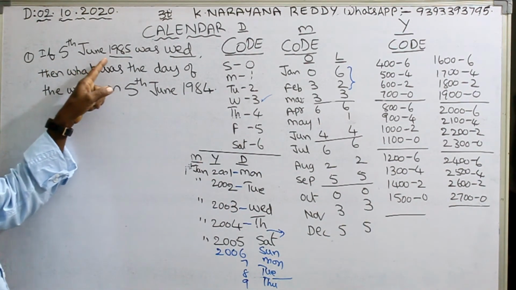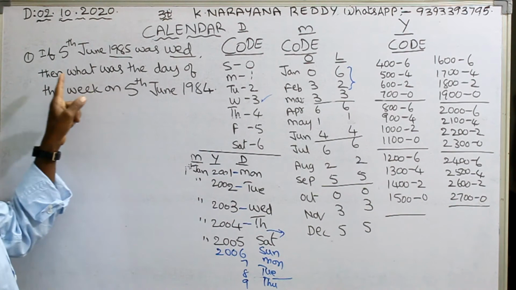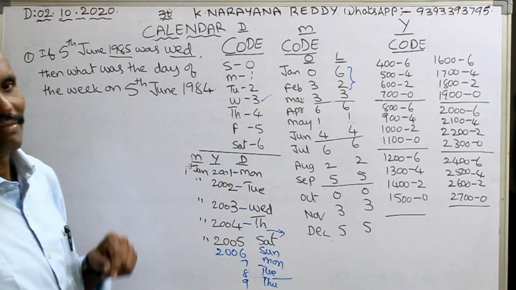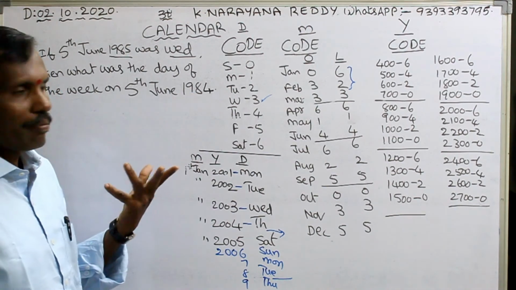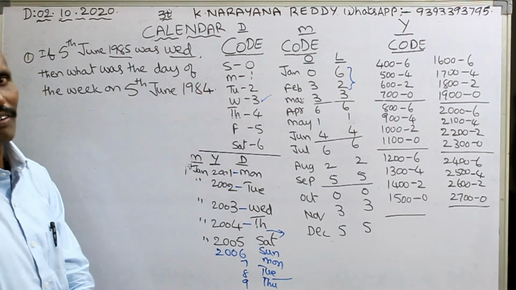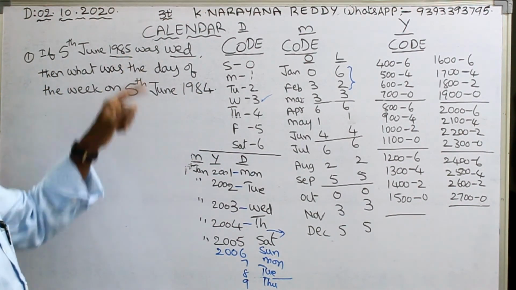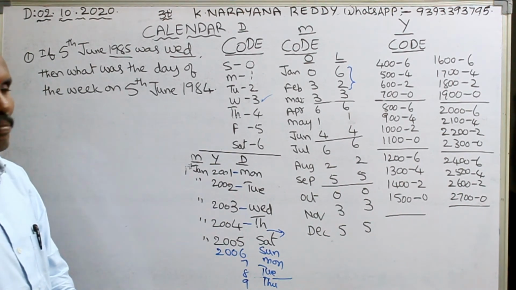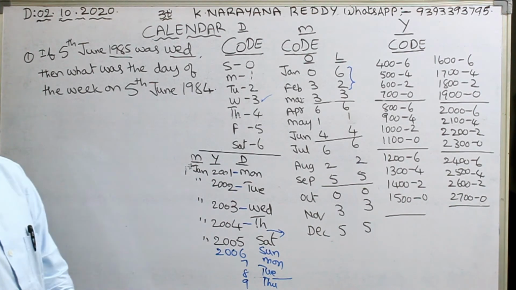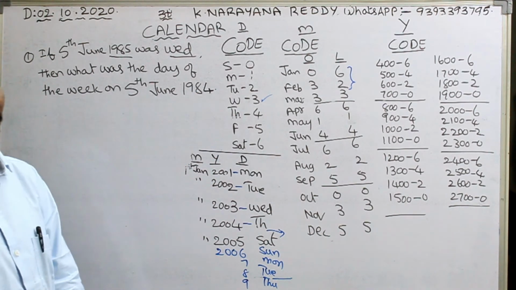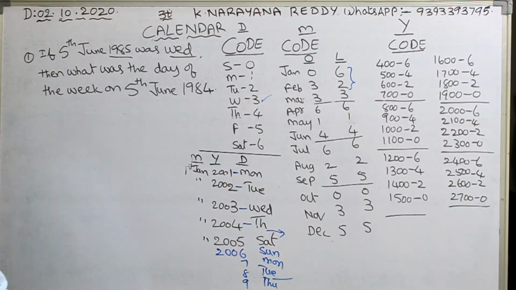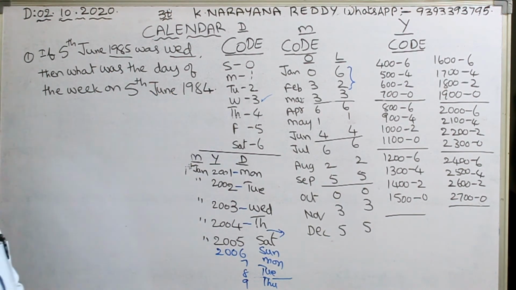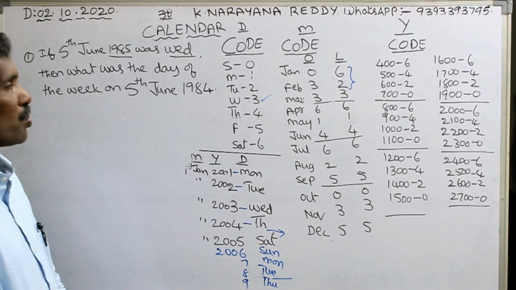If 5th June 1985 was Wednesday, then what was the day of the week on 5th June 1984? Same as the last problem, but you are taking 84. Here 85. See what the logic is. Same date, but here it is different. Here you are taking 84. See here, 85 is more compared to 84. You know that. 5th June 1984 means what?